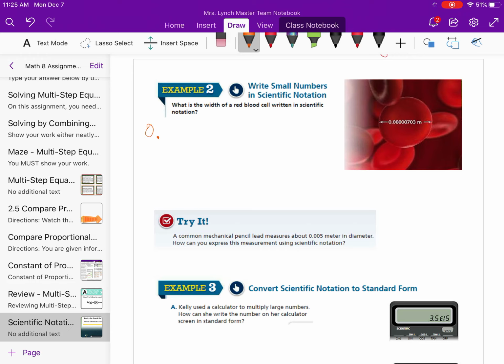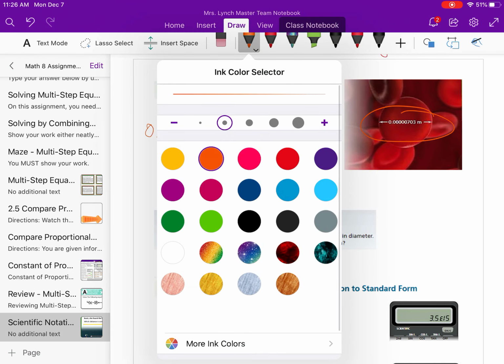It is 0. And again, this is why we do it, because we have to make sure we use the right amount of zeros. It's 1, 2, 3, 4, 5 zeros. And then 703. And if you're wondering where I'm getting this number from, it's in the picture right here. Okay, so we're going to follow the same steps as the last time. We're just going to move in the opposite direction.